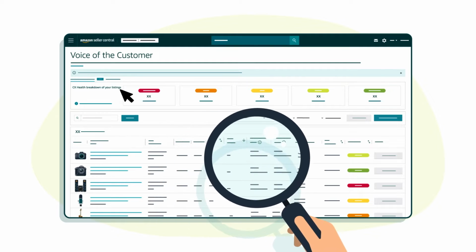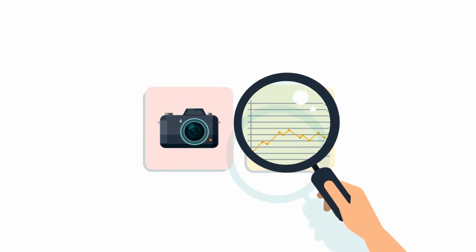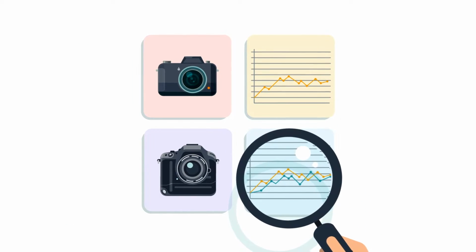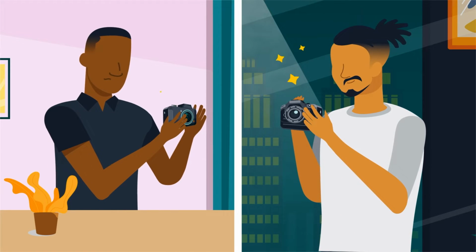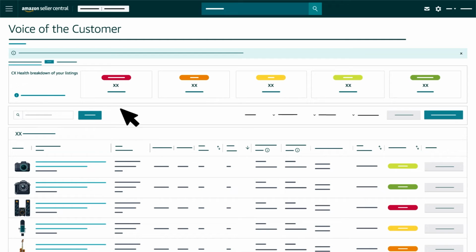This metric helps you understand the performance of your offers relative to similar offers. It considers your recent orders and customer feedback about your products. Listings are grouped into 5 buckets from very poor to excellent. Use the filters to look at details such as specific listings, fulfillment channels, or CX health breakdown.